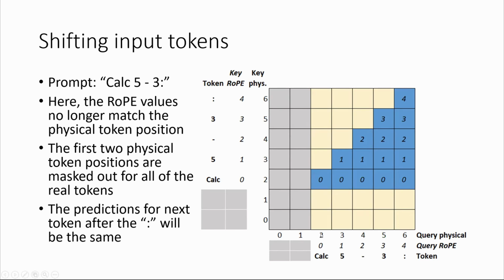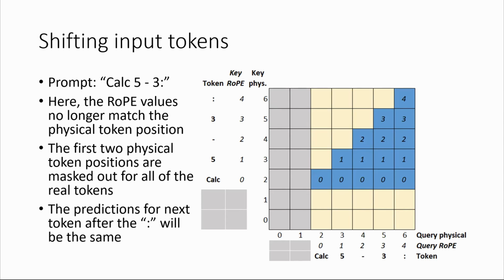But the rope embedding no longer matches the physical position. The truth is, I could take this "calc 5 minus 3 colon" with rope embeddings 0 through 4 and put them anywhere. I could slide them around anywhere, and the calculation is going to be identical as long as I mask out all other token positions, so that token 3 can always see calc, 5, and minus, and not see colon. As long as that's true, it really is going to do the exact same mathematical calculation.